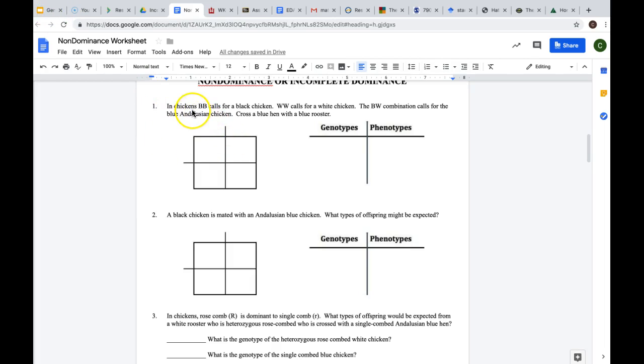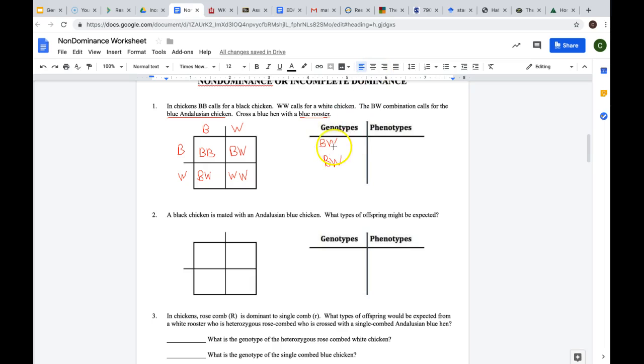So I should be able to draw now. Let's read this. In chickens, BB calls for a black chicken. WW calls for a white chicken. BW combination calls for a blue Andalusian chicken. Cross a blue hen with a blue rooster. So two BWs. BW, BW, big B, big B, big B, W, B, W, W, W.